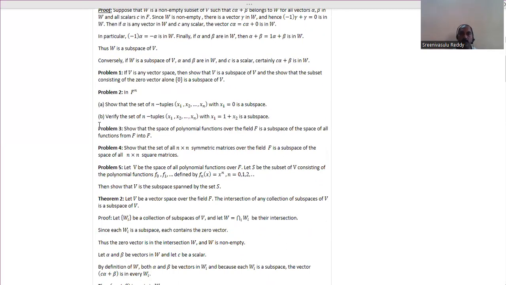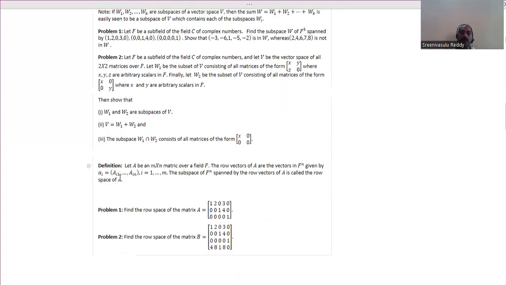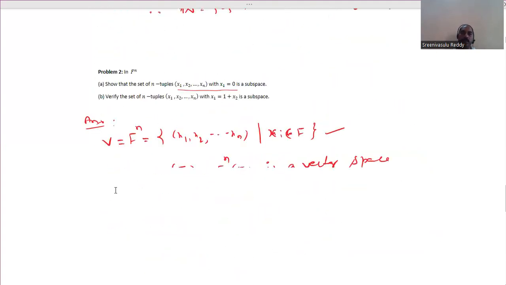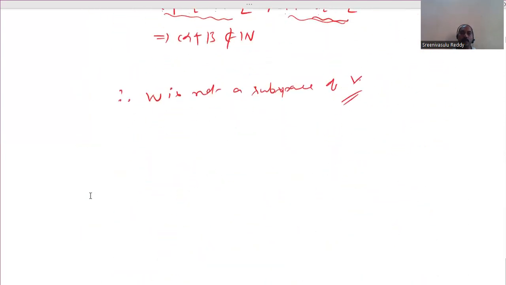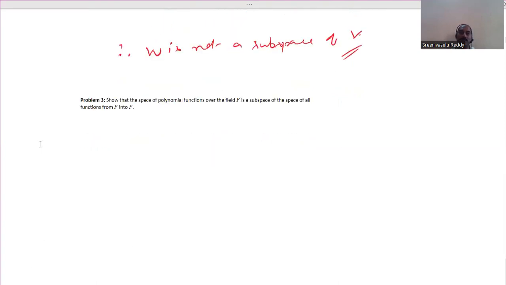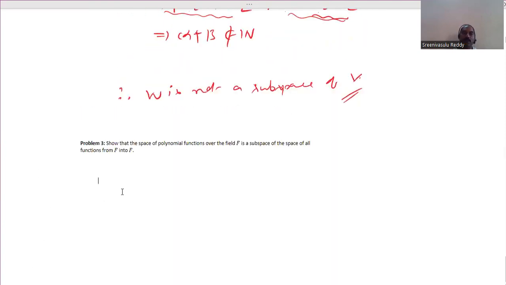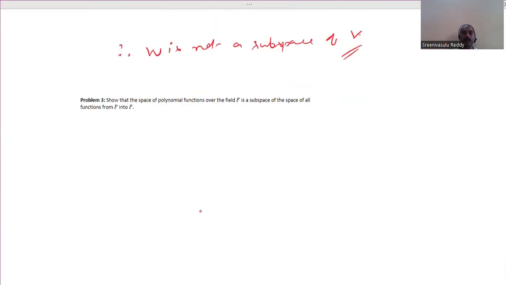Show that the space of polynomial functions over the field is a vector space. Already in the first part I proved the set of all functions forms a vector space. Now here I am taking polynomial functions. A polynomial is nothing but a function, but a function need not be a polynomial. Sin x is a function, cos x is a function, e power x is a function, x plus e power x is a function. They are functions, not polynomials.